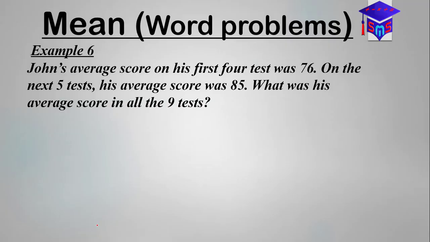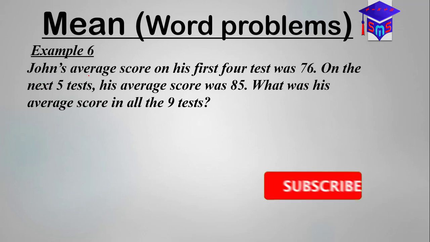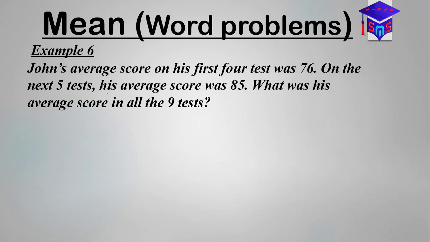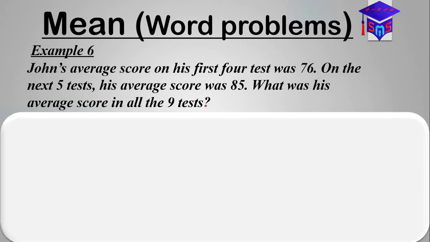Okay, so just like in the other video, this question says that John's average score on his first 4 tests was 76, and on the next 5 tests his average score was 85. What was his average score in all the 9 tests? Alright, so this question looks similar to what we did in the other video. Let's quickly look at the solution.